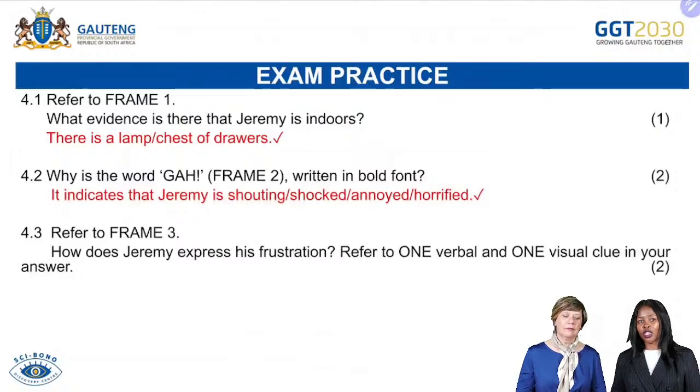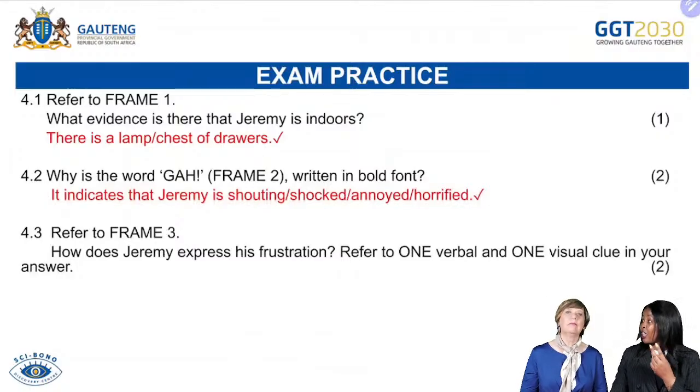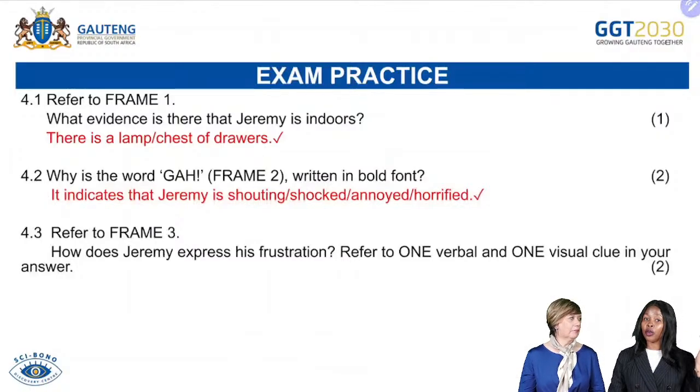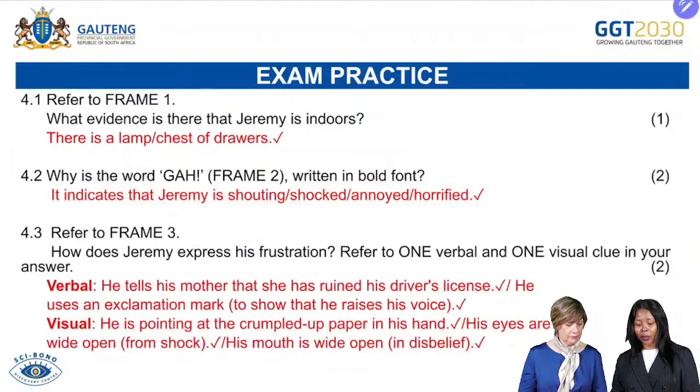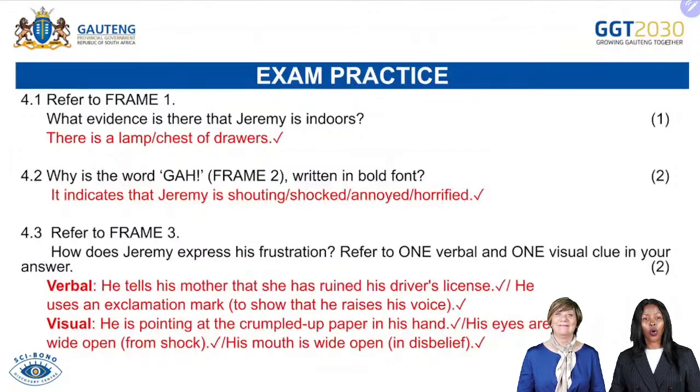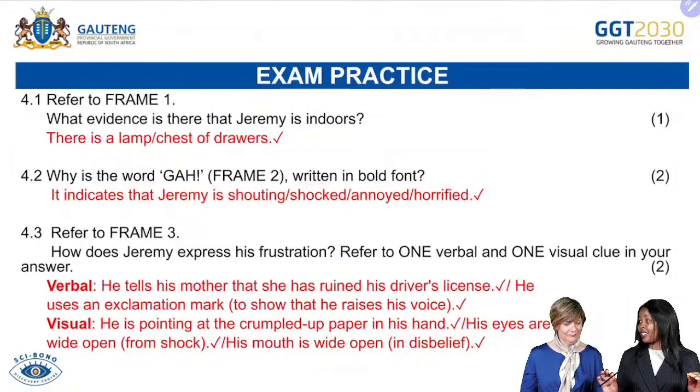Not only that, you need to look at the visuals, which are the pictures. You also need to look at the verbal, which are words spoken, likely found in a frame or written next to the character. A possible verbal response is that he tells his mother that he has ruined his driver's license, or he uses an exclamation mark. This shows that he's raising his voice.